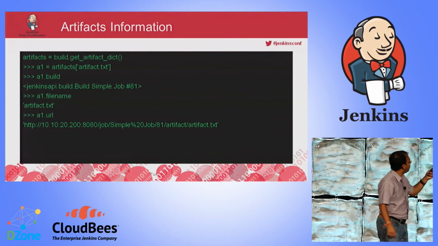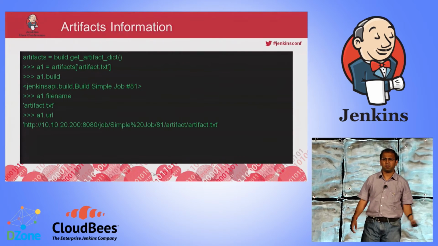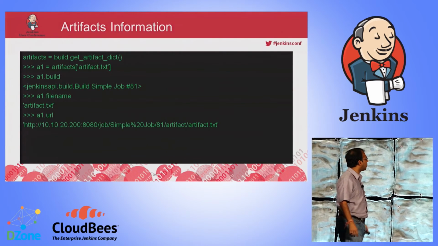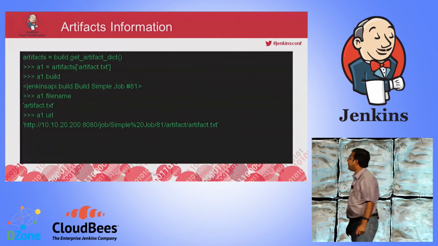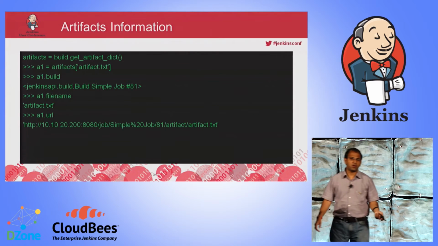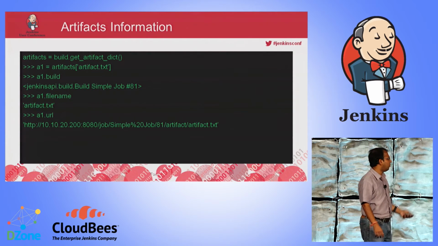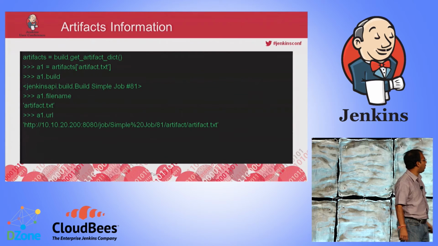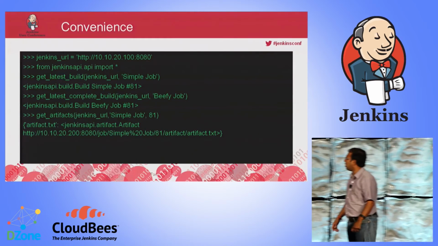You can actually dig into the artifact information, the file name maybe, or the URL and things like that. Once you have those, you can use this somewhere else, as I said. One of the most interesting things would be to copy them over to a certain location, which is what we have done quite extensively. Yep, the user API, the convenience API.